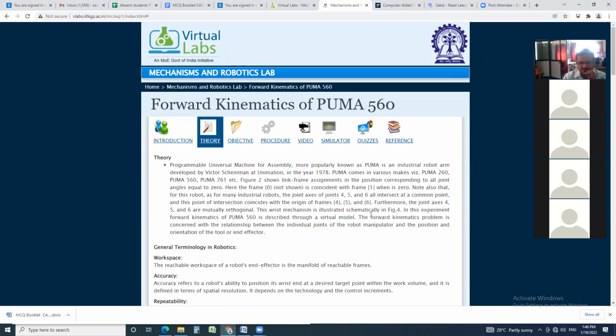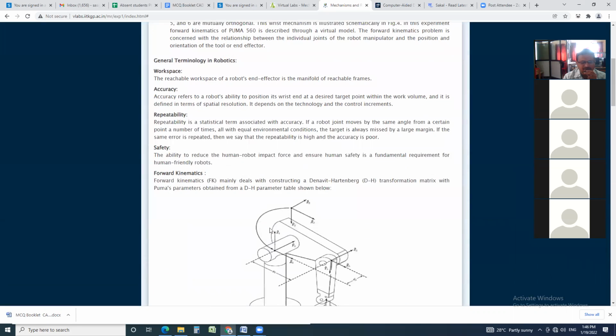This wrist mechanism is illustrated schematically in figure 4. In this experiment, forward kinematics of Puma 560 is described through a virtual model. The forward kinematics problem is concerned with the relationship between the individual joints of the robot manipulator and the position and orientation of the tool or end effector. Now, general terminology in robotics: workspace. The reachable workspace of a robot's end effector is the manifold of reachable frames.